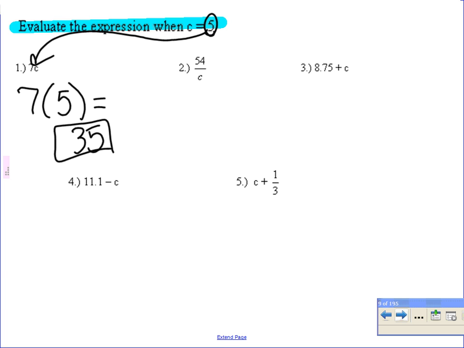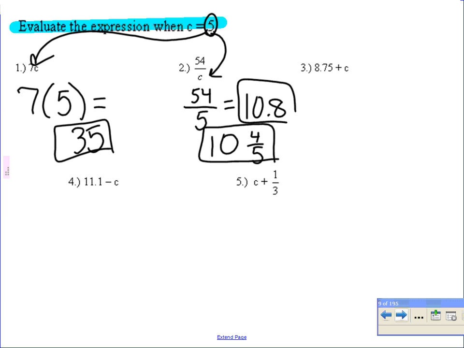Number 2, we are evaluating when c is 5. Okay, so we're still plugging that 5 in for c. We have 54 divided by 5. So either as a decimal or a mixed number, what is 54 divided by 5? Donatus? Good, 10.8, or? Good job, either 10.8 or 10 4/5.